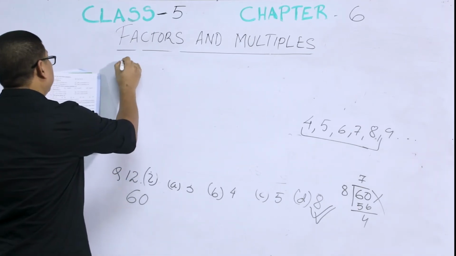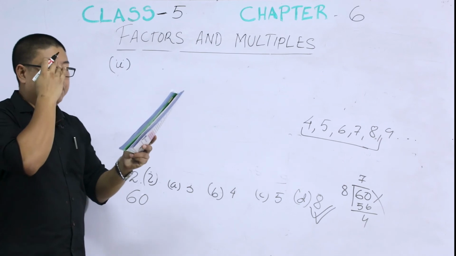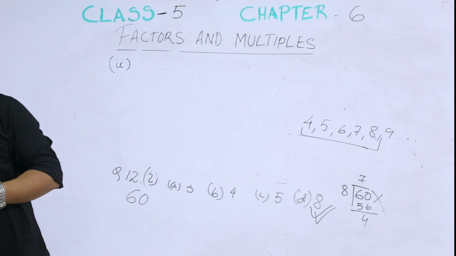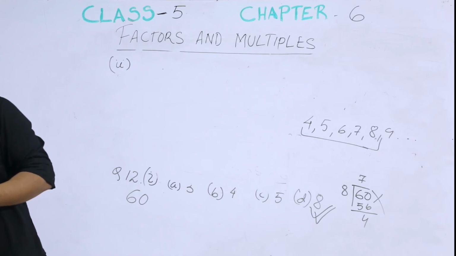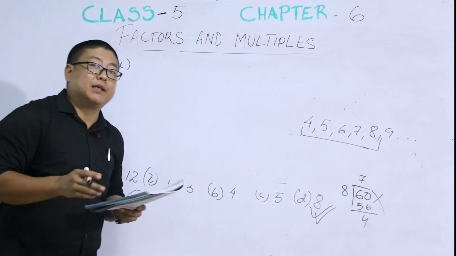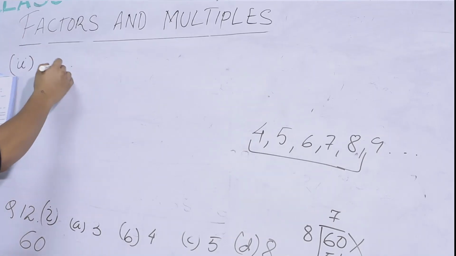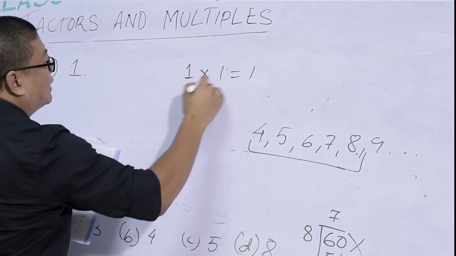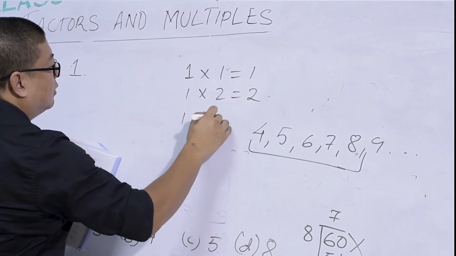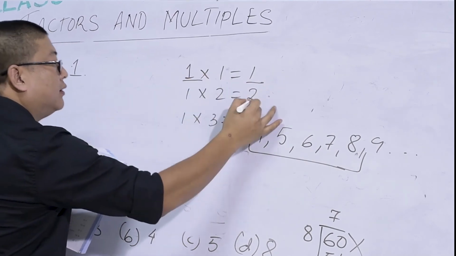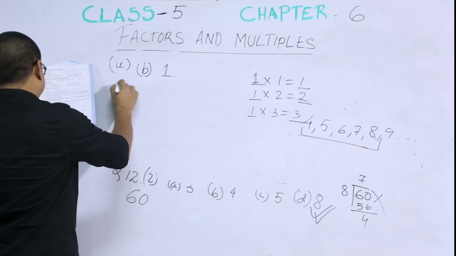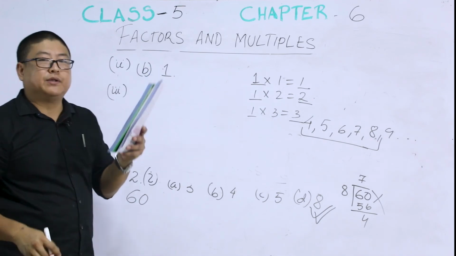Question number 2. Every number is a multiple of. I think we have already learned about that in the properties of multiples. So every number is a multiple of, the answer will be 1. That means every number is a multiple of 1. I have already shown you the example. That means 1 is a multiple of 1, 2 is a multiple of 1, 3 is a multiple of 1, it goes on. Okay?